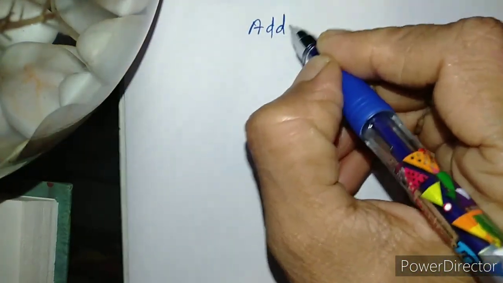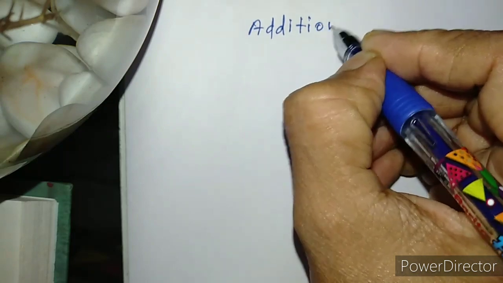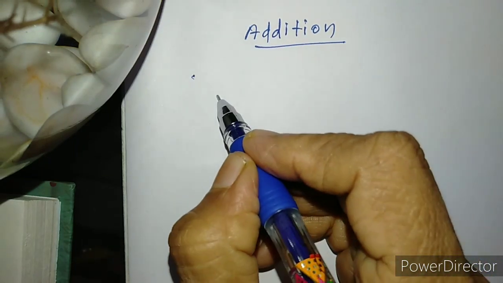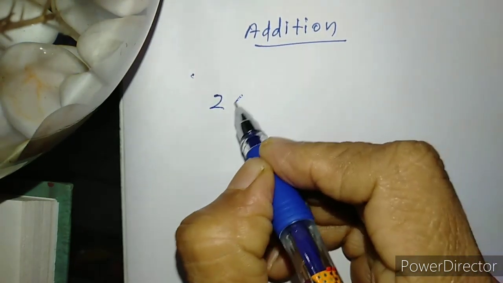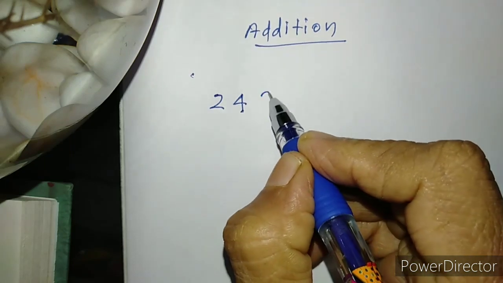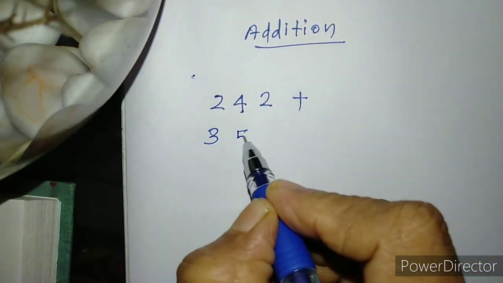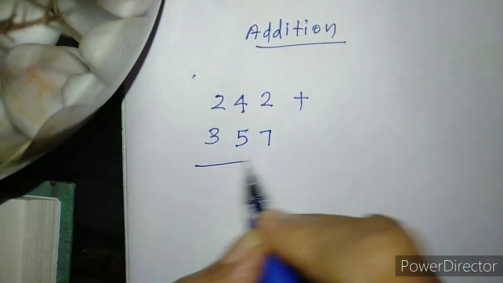Addition. Let's solve these examples. The example is 242 plus 357.